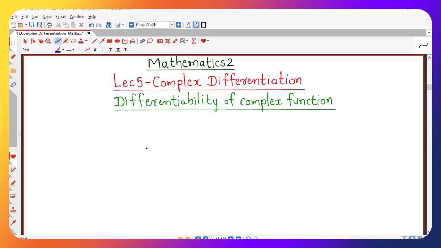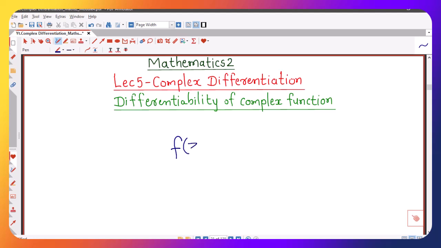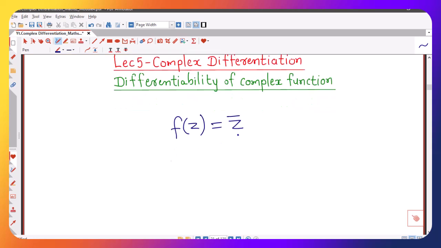In this lecture, we will discuss the differentiability of one more complex function, which is the function given by f of z equal to conjugate of z. We are already familiar with the definition of conjugate of a complex variable. We know that if z is a complex variable given by x plus iy, then conjugate of z is denoted by z bar and is obtained by replacing i by minus i in z equal to x plus iy. That is, we obtain z bar as x minus iy.